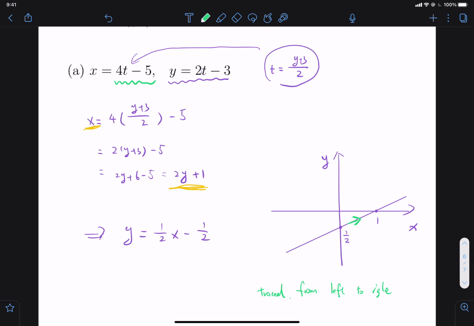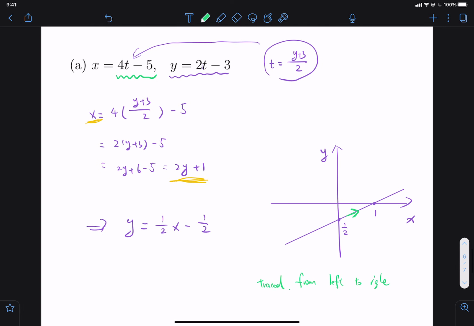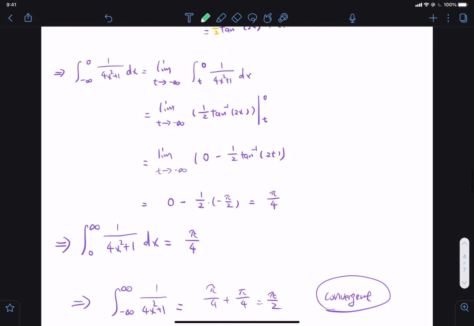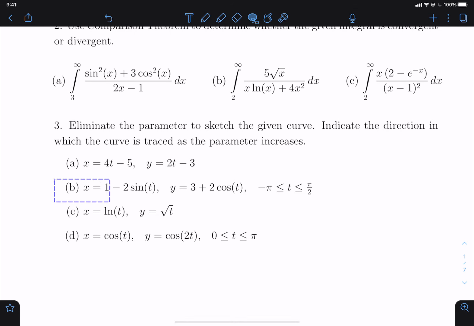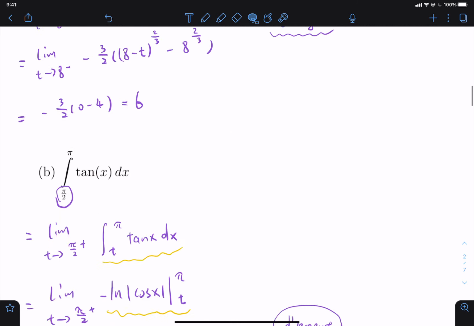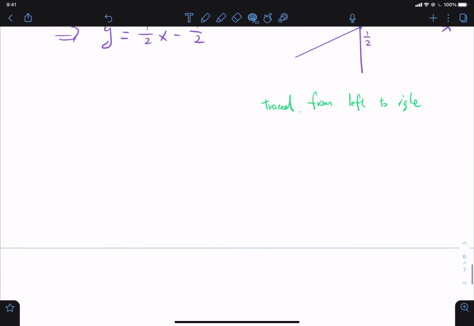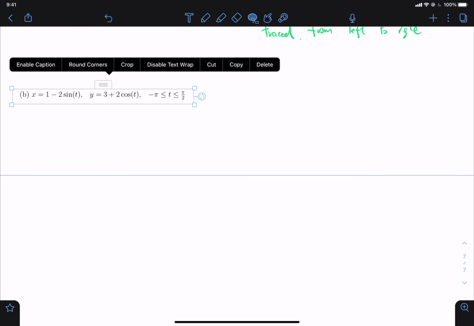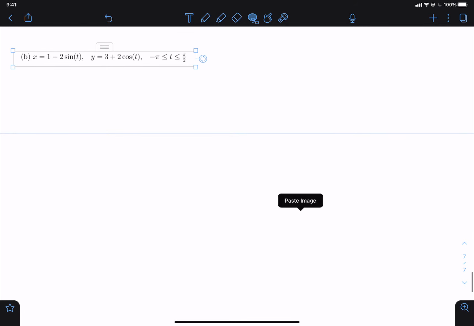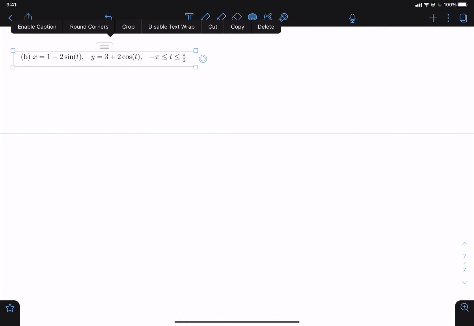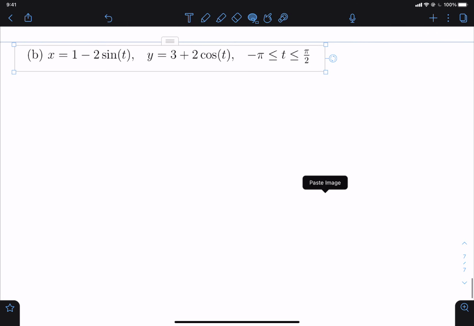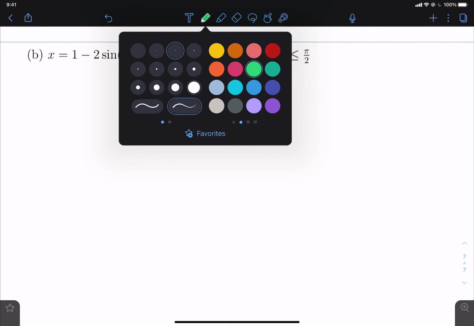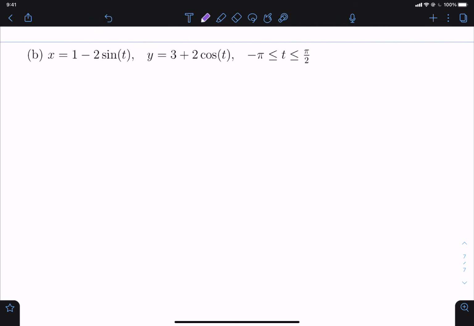That is question A. And now I'll move on to the next question, question B. In this question, the range of t is given, otherwise it's going to be by default from negative infinity to positive infinity, like the previous question. So this is given, right, from negative pi to pi over 2. So we should sketch the graph according to the range of t. But firstly, let's eliminate the t.